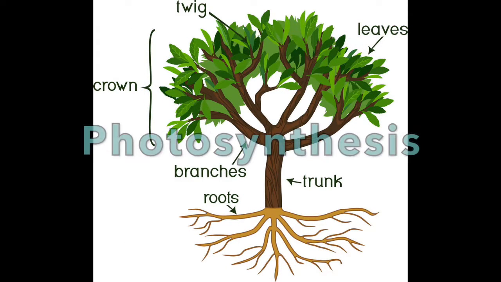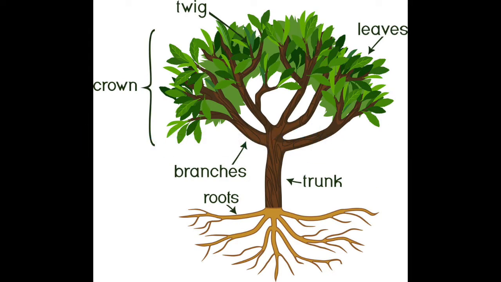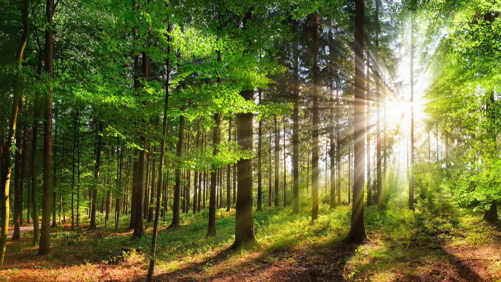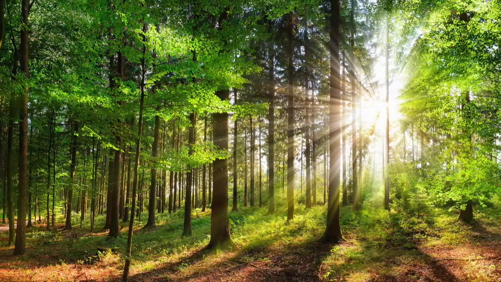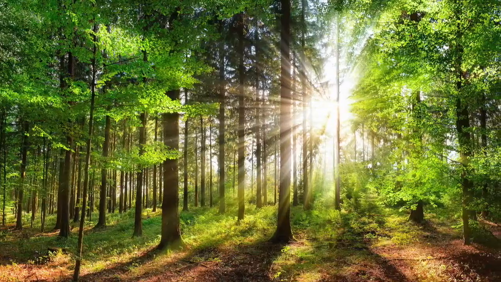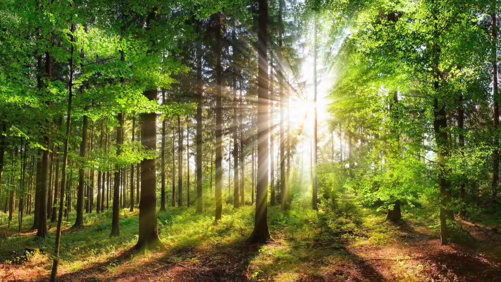This is where photosynthesis occurs to make food for the tree and to release oxygen into the air as a byproduct. Trees, as well as all plants, require water, nutrients, and light. They also require space to ensure that they can capture enough light, water, and nutrients to grow and survive.